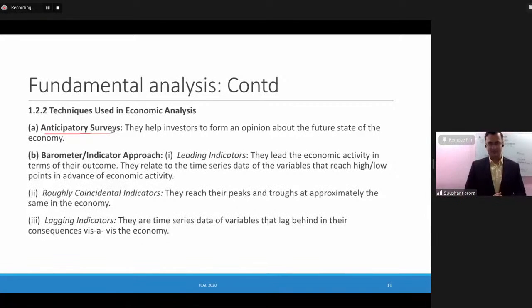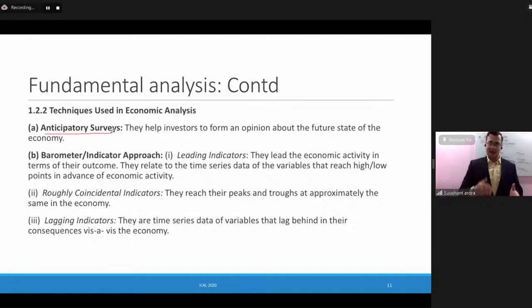The highest. Any example? Let's say there was a food chain industry called Swiggy. There was a time it reached a peak. Imagine everybody was ordering from Swiggy, and the time came that everybody stopped ordering because of the lockdown. Complete sector lockdown was there. So they see what is the roughly coincidental indicator.